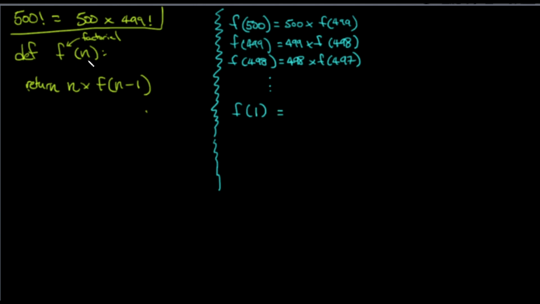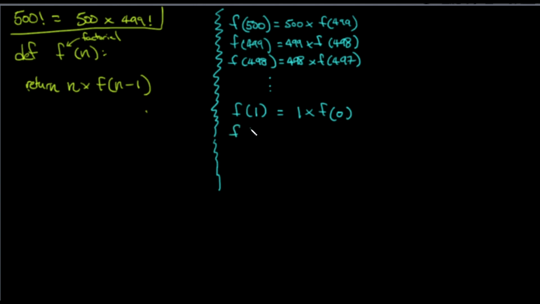And when n equals 1, that's going to look exactly like this. We're going to continue the pattern here. We're going to do 1 times f of 1 minus 1, which is 0. Well, you'd hope it might stop here somewhere, but clearly it doesn't.